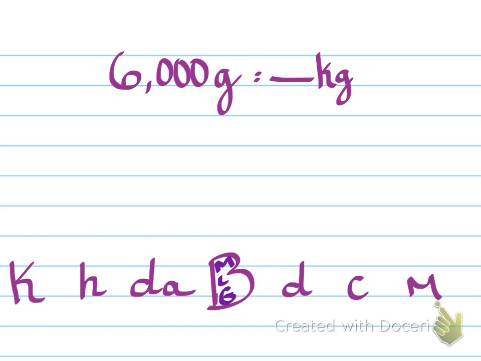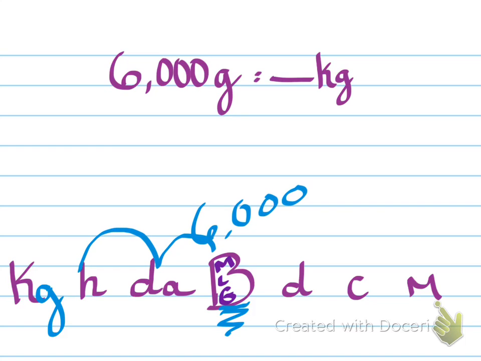Now go ahead and figure out this problem. 6,000 grams equals how many kilograms? Go ahead and solve it. Pause me, solve it, and come on back. Because it says 6,000 grams, we're dealing with grams there. There's our grams, and then 6,000. And now we're looking for the kilo. Kilograms is what we're doing. So now we're going to the left 1, 2, 3 times. And when we go to the left, that means we're taking away zeros. So we would take away 3 zeros, and our answer is 6. So 6,000 grams equals 6 kilograms.